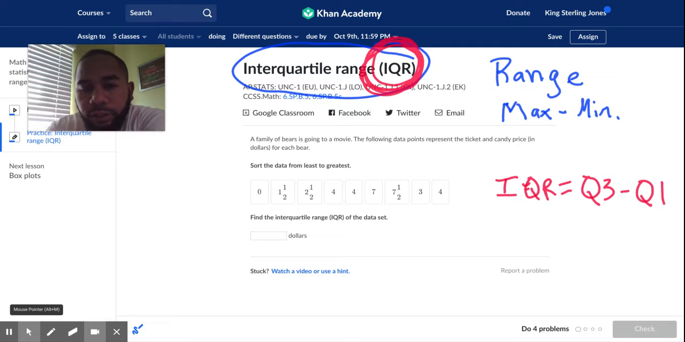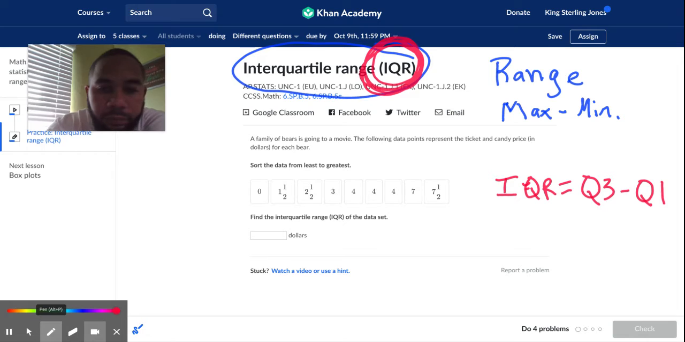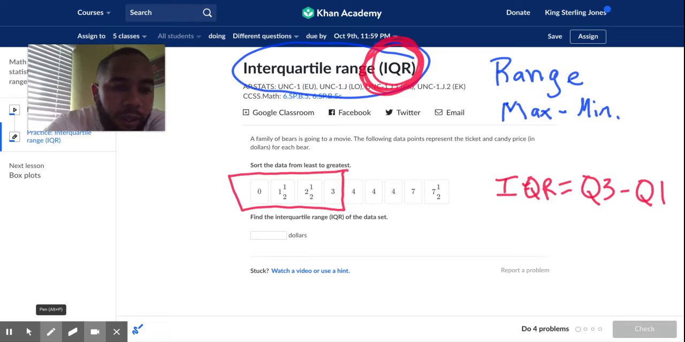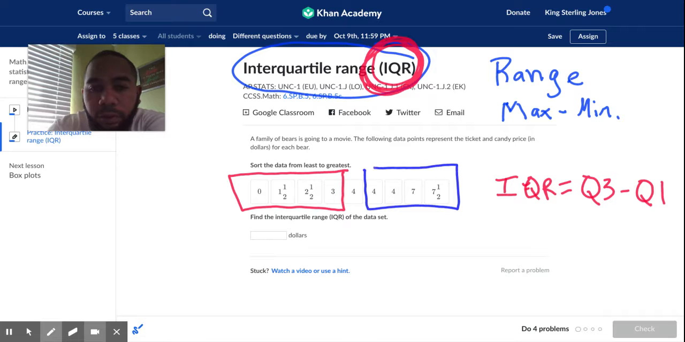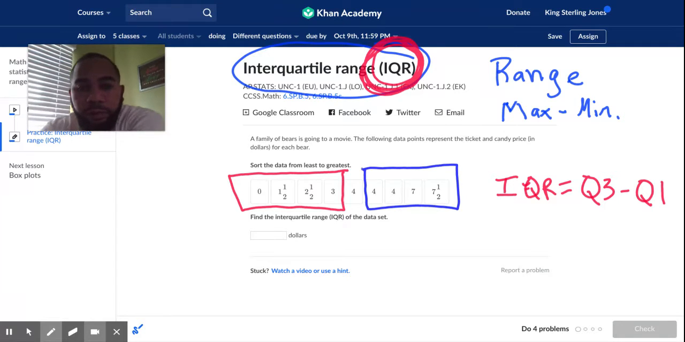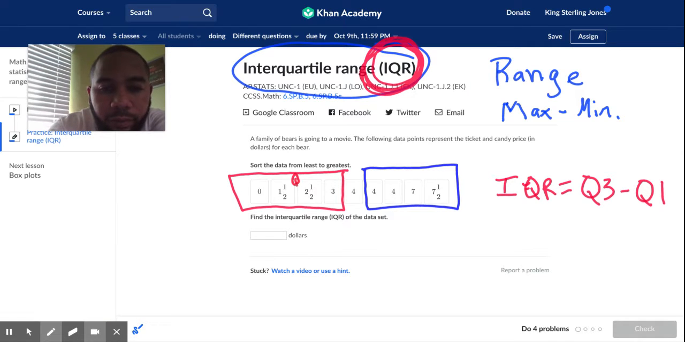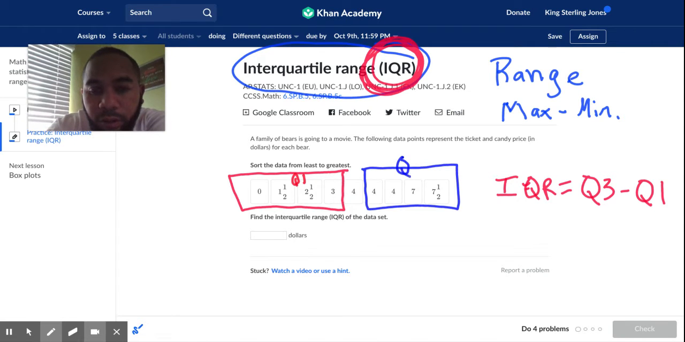1.5 is less than 2.5, 3, 4, 4. And so we want to find the lower half, which are these numbers. And the upper half, which are these numbers. Now, Q1 is going to be right here, and Q3 is going to be right there.